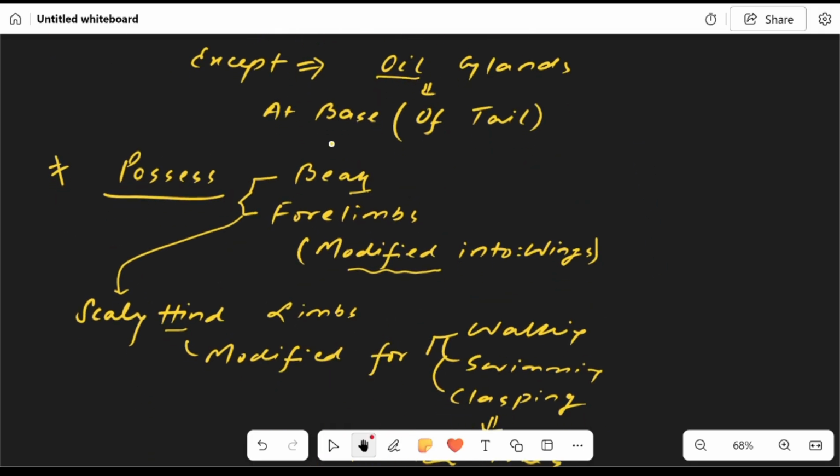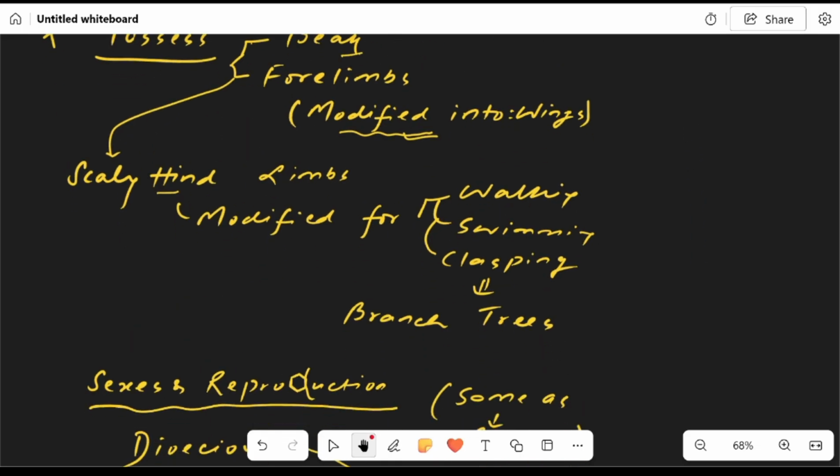Birds possess a beak, and forelimbs which are modified into wings which enable them to fly. They have hind limbs which are scaly, full of scales. These scaly hind limbs are modified for walking, swimming and clasping branches or trees.